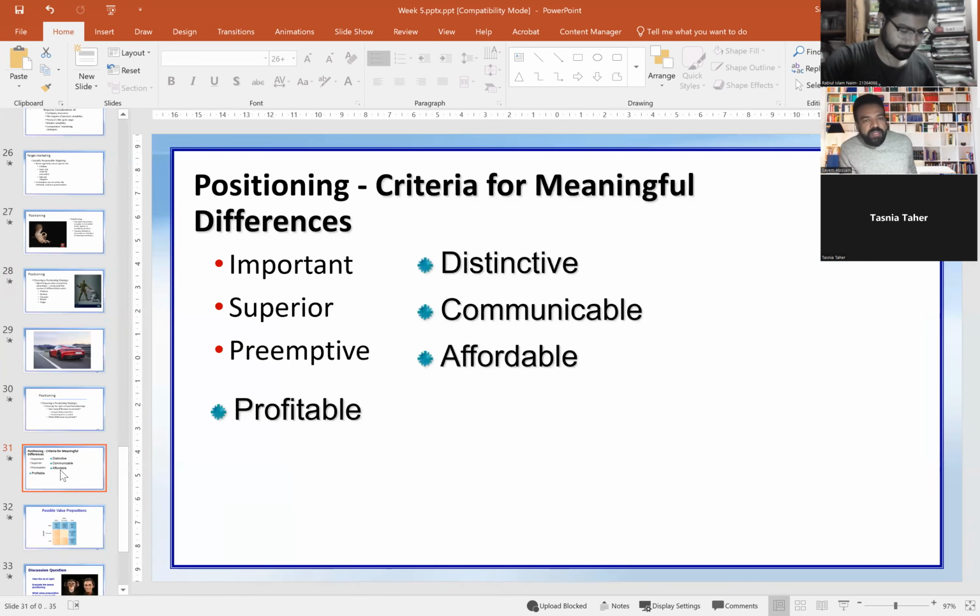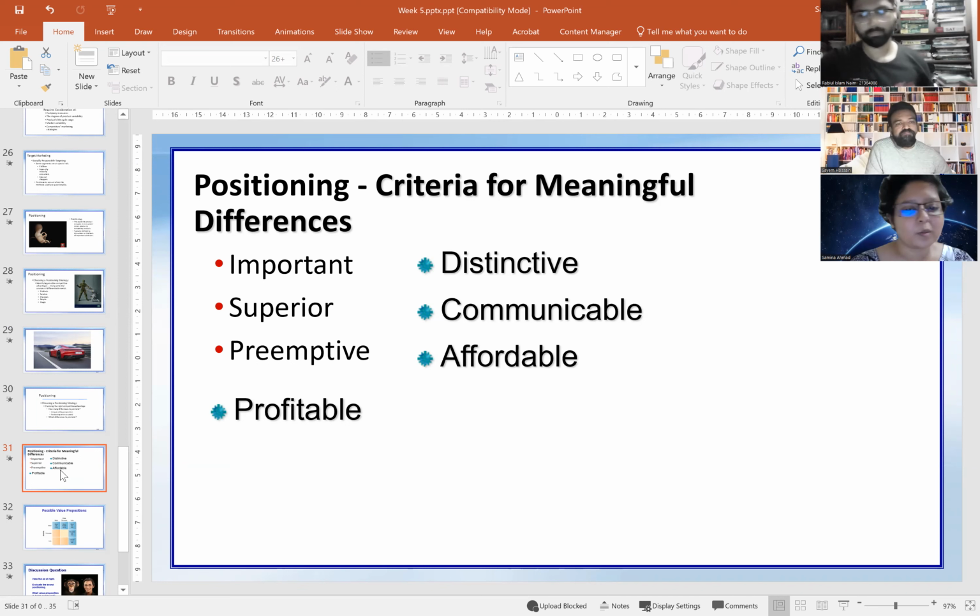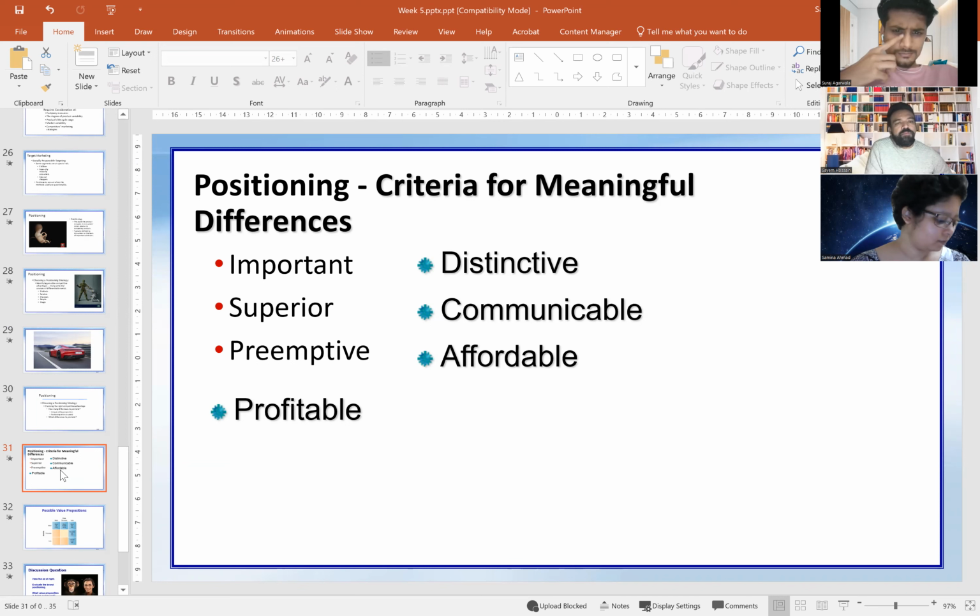So last couple of slides, positioning criteria for meaningful differences. So these are some positioning criteria. How do you want to position your product? Important, superior, preemptive. What is preemptive? Who can tell me? Lower grade of the society, I guess. What?